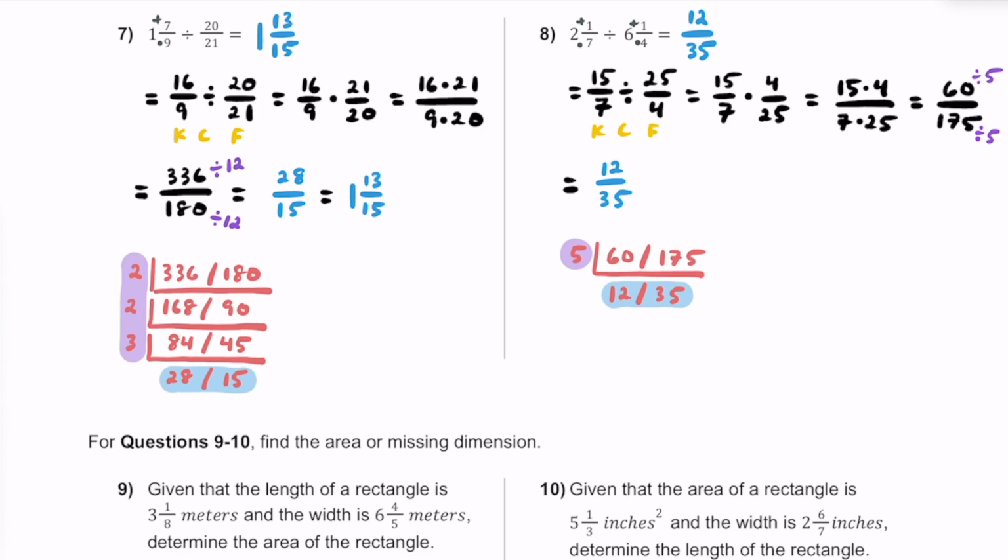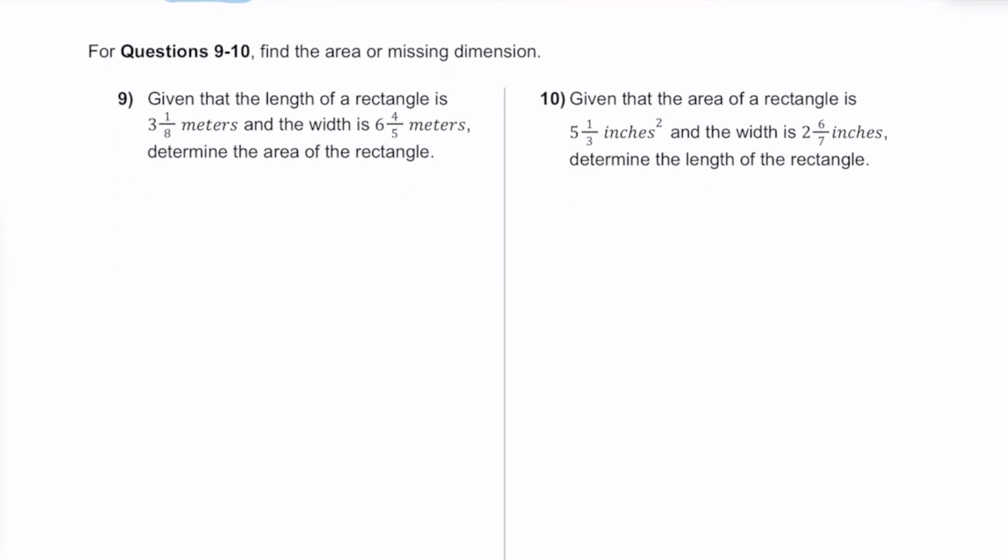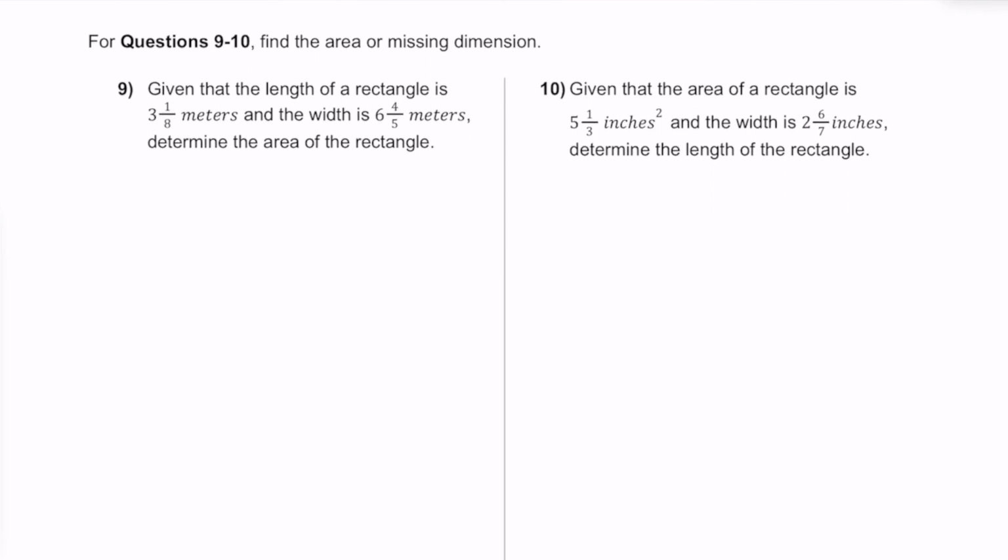All right, now that we've tried 4 multiplication problems and 4 division problems, let's try just 2 quick application problems here. So for 9 and 10, let's go ahead and either find the area or the missing dimension. For number 9, it says, given that the length of a rectangle is 3 and 1/8 meters and the width is 6 and 4/5 meters, determine the area of this rectangle.